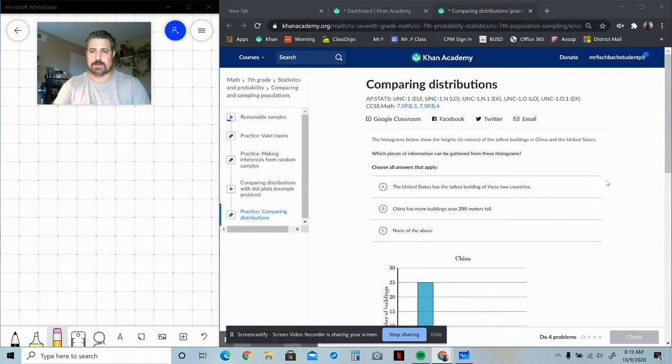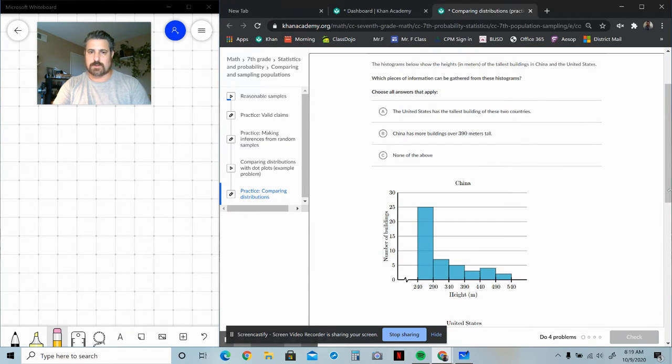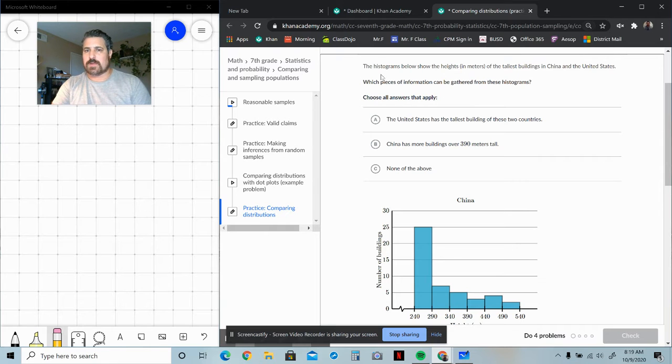All right, so basically when you're looking at two data sets and trying to make some conclusions from them. So in this case here, the first problem, let's see if I can zoom in a little bit so you guys can see it a little better. The histograms below show the heights in meters of the tallest buildings in China and the United States. Which pieces of information can be gathered from these histograms?